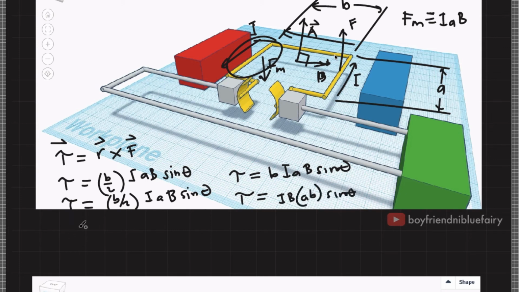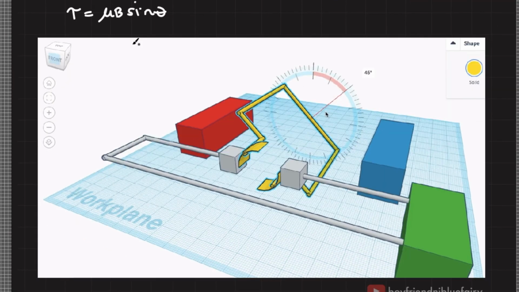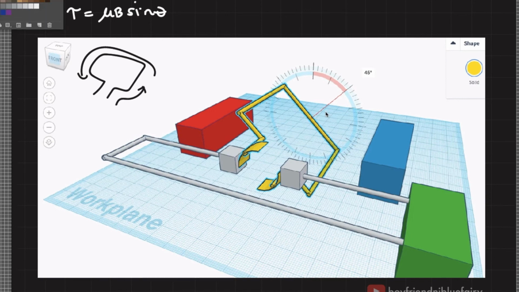Let's represent the factor current times the area with the variable mu. And torque becomes mu B sine theta. Based on the second right hand rule, if you have a loop that looks like this and the current flows this way, then it will produce a magnetic field that looks like this.